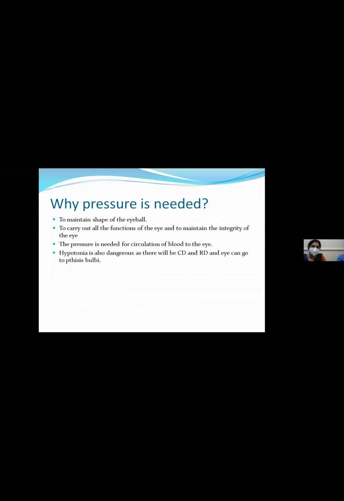So why is pressure needed? It's needed to maintain the shape of the eyeball, and it's also required to carry out the functions to maintain the integrity of the eye. The pressure is also required for the circulation of blood to the eye, and hypotonia is also dangerous because it can lead to phthisis bulbi due to retinal detachment.